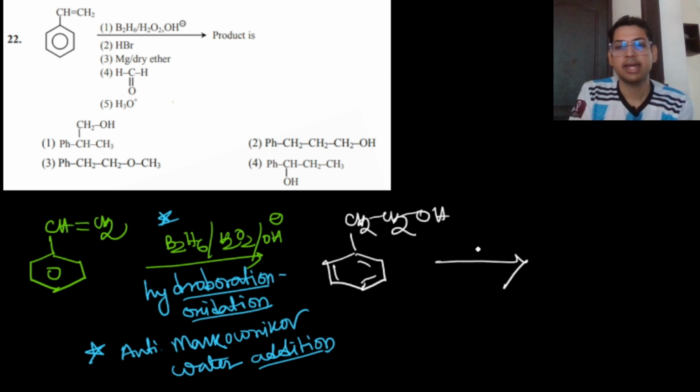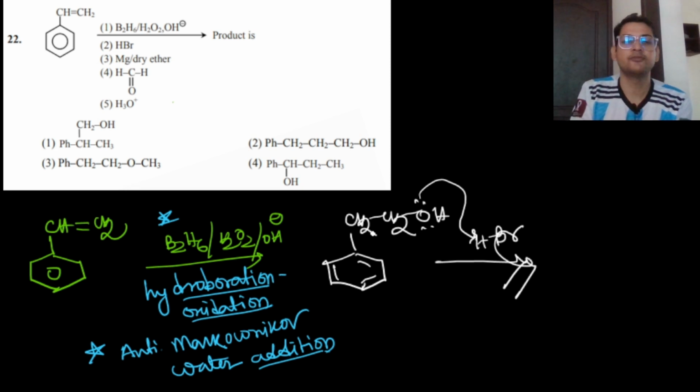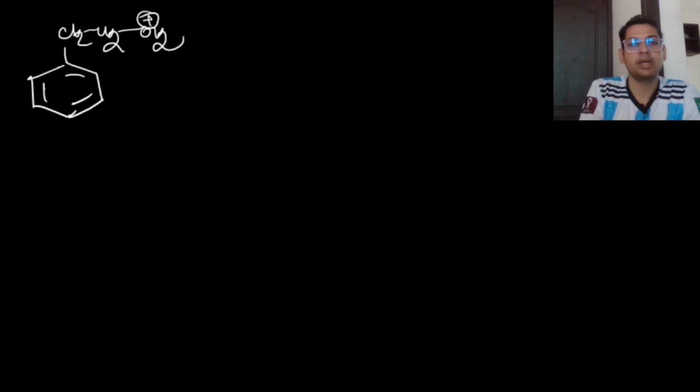Then it is given HBr. Sir, HBr, then the oxygen lone pair will take this hydrogen and bromine will leave. Sir, we have to go to the next page. Yes. So, benzene ring with CH2 OH2 plus you are getting, and this OH2 plus is a good leaving group.